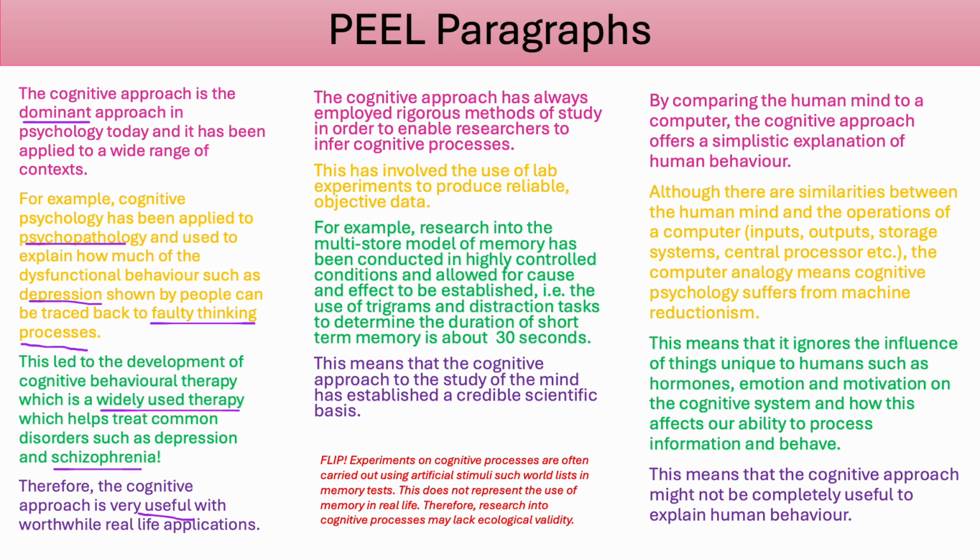However, the third and final appeal is machine reductionism. So by comparing the human mind to a computer, the cognitive approach offers a simplistic explanation of human behaviour. Although there are similarities between the human mind and the operations of a computer, the computer analogy means that there is machine reductionism. It ignores the influence of things unique to humans, such as hormones, emotion, and motivation.